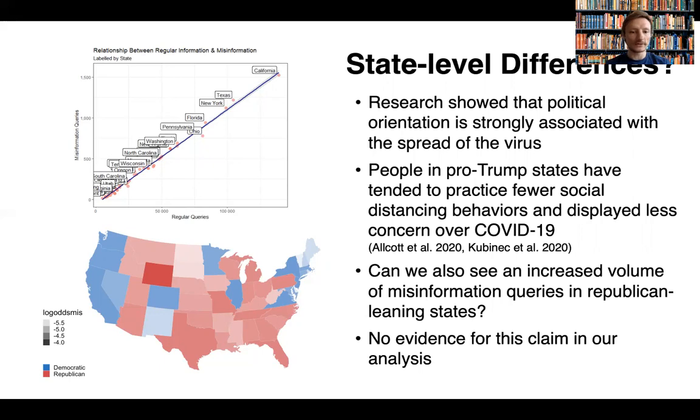You can also see this regression line plotting misinformation queries and regular queries, where there are no real outliers to see. And on the other hand, the log odds misinformation value down on the left shows a high proportion of misinformation queries in Wyoming. But other than that, in the top 10, for example, it's very balanced. And so we can't really find any evidence for that claim.